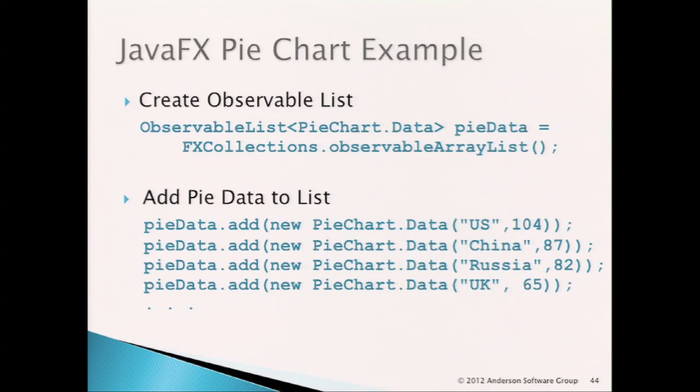All right, so all you have to do is create a PieChart.Data element. Here's the label and the value. The label is a string and the value is a number, because that's required by a pie chart. And you create the data and then add it to the pieData observable list. So here are the first 4, and there's a few more, but that's all you have to see there.